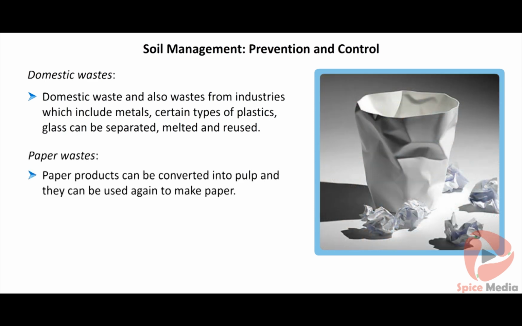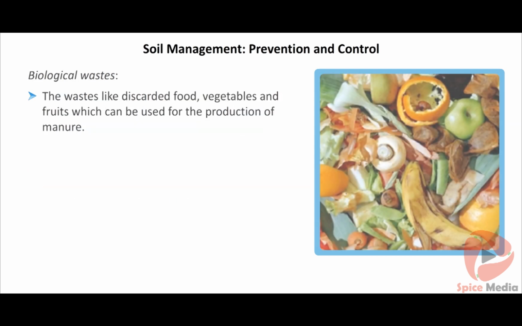Paper products can be converted into pulp and they can be used again to make paper. It not only reduces the pollution but also saves trees as paper is manufactured from bark and wood of trees. Biological wastes include the wastes like discarded food, vegetables, and fruits which can be used for the production of manure. This reduces the soil pollution.